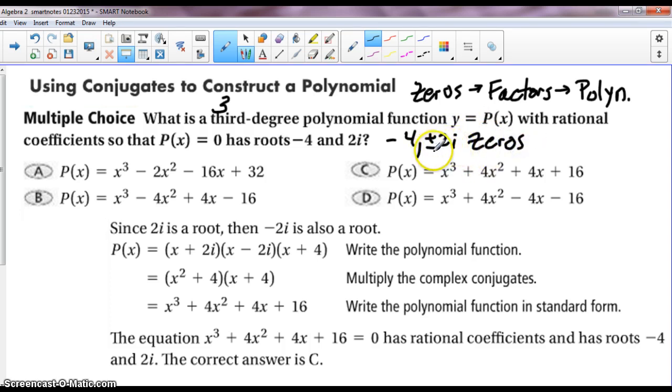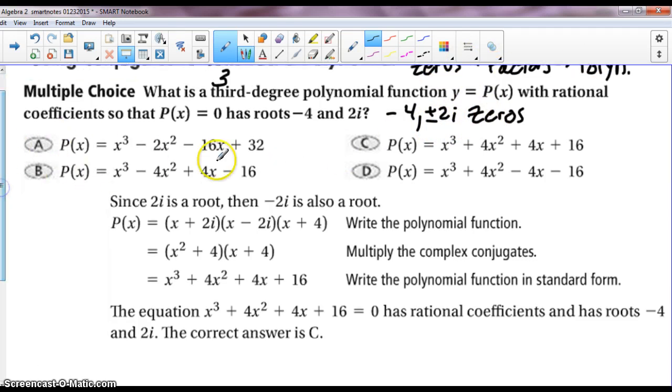So if we're going to find out the polynomial, we have to go from zeros to factors to polynomials. And that's exactly how they solved this one. They said since 2i is a root, negative 2i is going to be the other root. And they've set it up in factored form. Now you get the joyous task of multiplying these three factors together to get your polynomial down here.